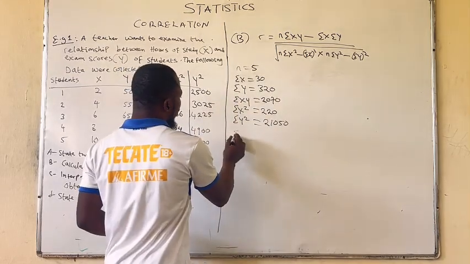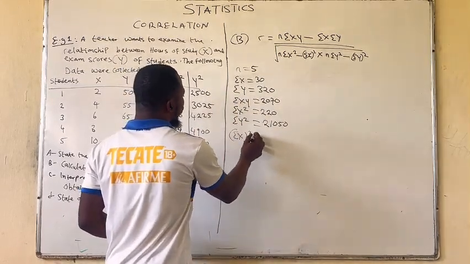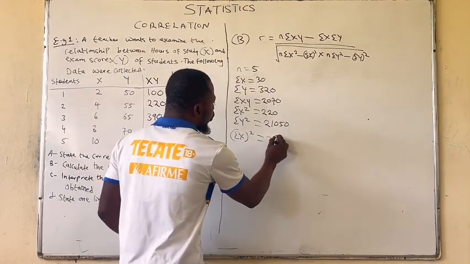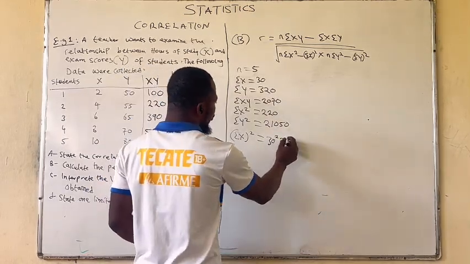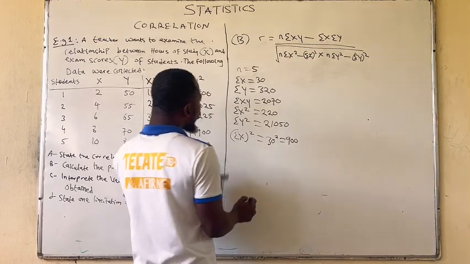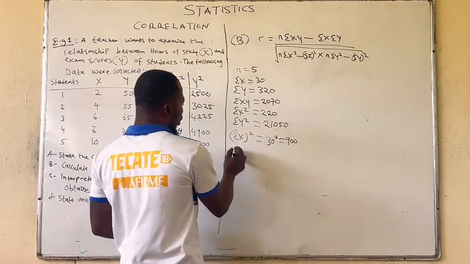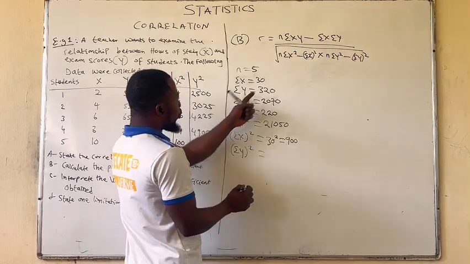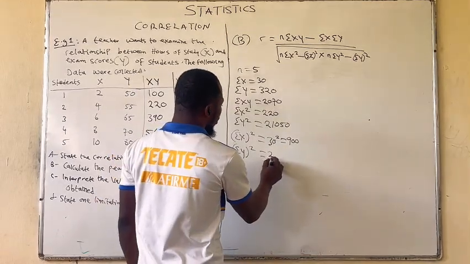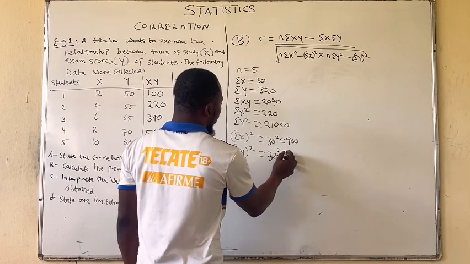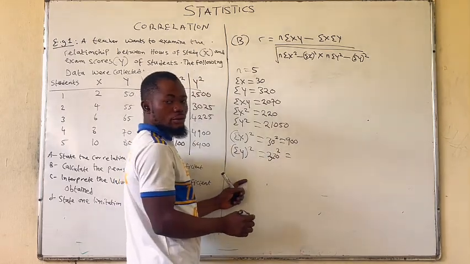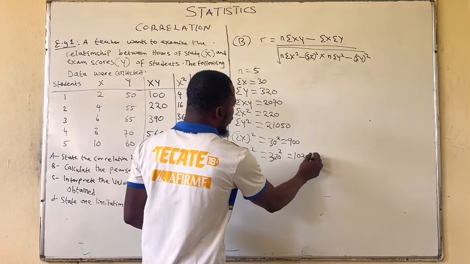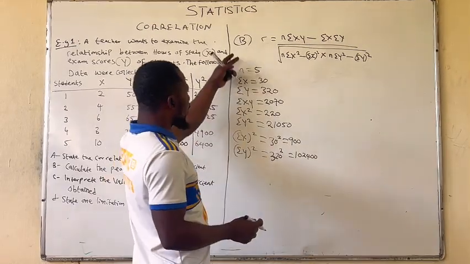So we also need the summation of X all squared and Y all squared. Our summation of X is 30, so that will just be 30 squared, and it will give us 900. We also need summation of Y all squared. Summation of Y is 320, squared, which will give us 102400. So these are the data that we need.